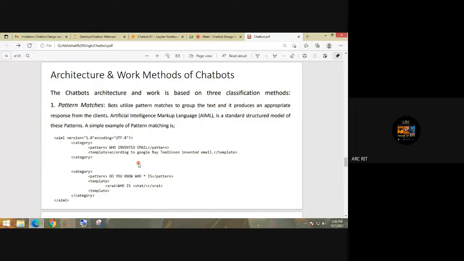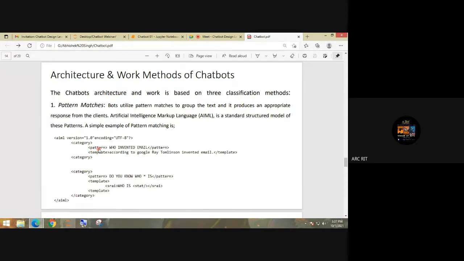So the bot utilizes pattern matching to group the text, and it produces an appropriate response for the client. Artificial Intelligence Markup Language, AIML, is a standard structured model of these patterns. This AIML is just like HTML, HyperText Markup Language. If you see the example here, obviously this example has been taken from the internet, there are tags, and these tags are similar to HTML tags like body, paragraph.